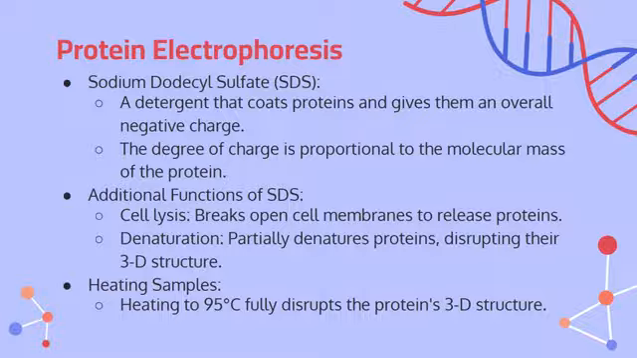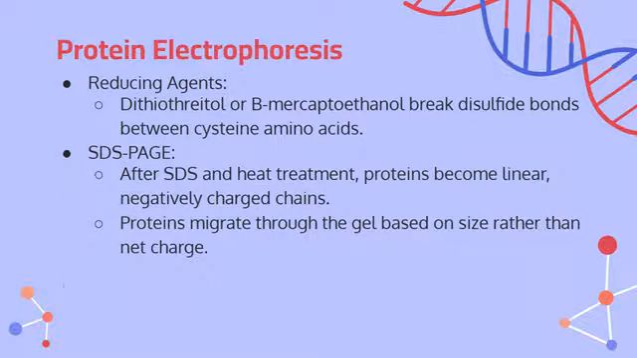We can then add reducing agents like dithiothreitol or mercaptoethanol to break those disulfide bonds between the cysteine amino acids. After the SDS and the heat treatment, proteins are pretty much linear, negatively charged chains that migrate through the gel based on size rather than net charge. Most of the time in biotechnology labs, we're going to run an SDS-PAGE for these reasons.